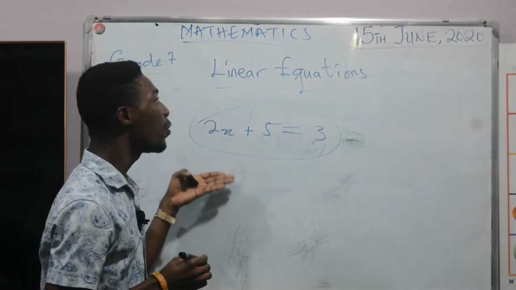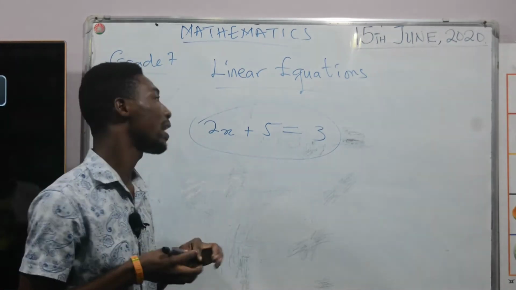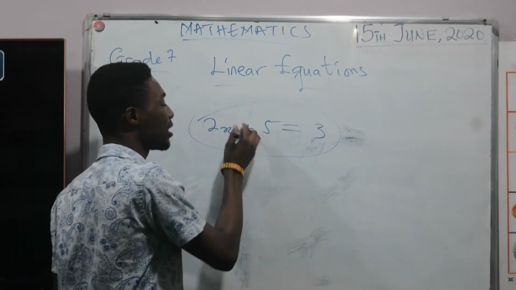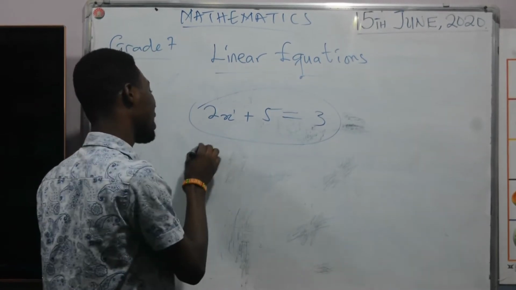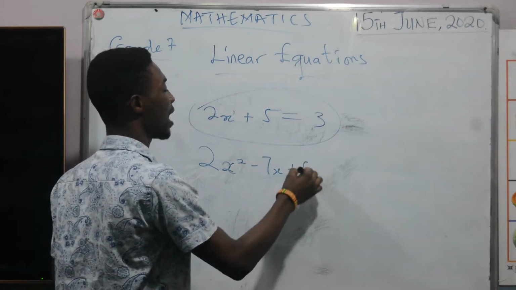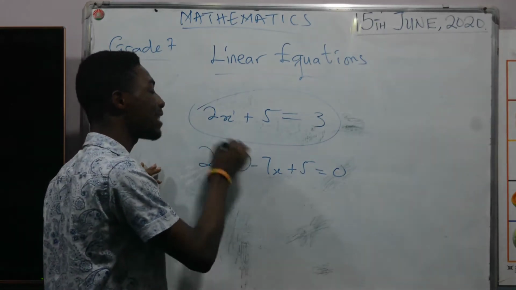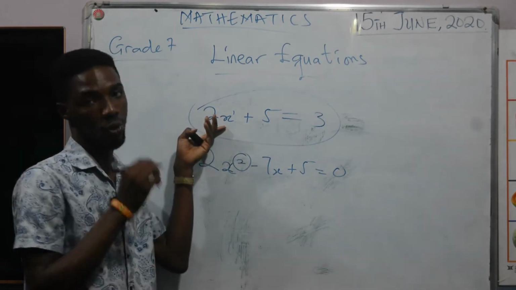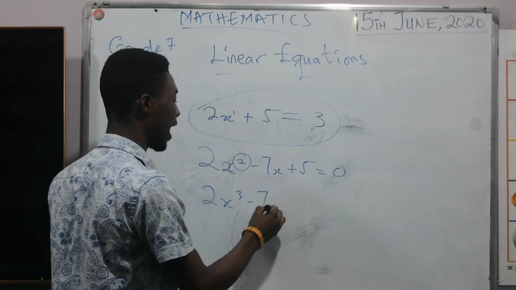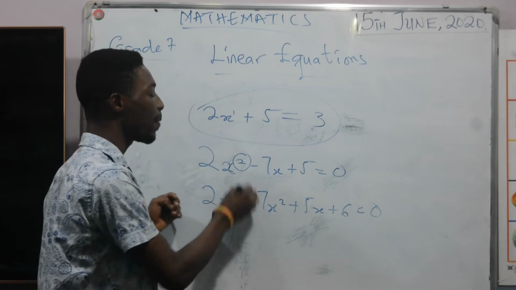Okay? What do we mean by linear equation? Equations are named according to the highest power of x in the equation. For this equation, the highest power of x is 1. I can give you another equation like 2x squared minus 7x plus 5 equals 0. In this equation the highest power of x is 2, whilst this one is 1. I can also give you 2x cubed minus 7x squared plus 5x plus 6 equals 0. Here, the highest power of x is 3.